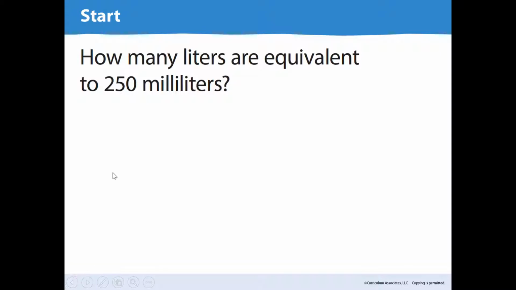Okay, looking at important information here in this problem. 250 milliliters. And we need to find out how many liters are in 250 milliliters. So 250 milliliters equals some number of liters.